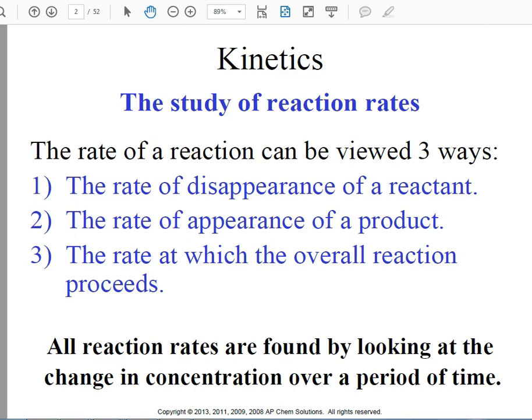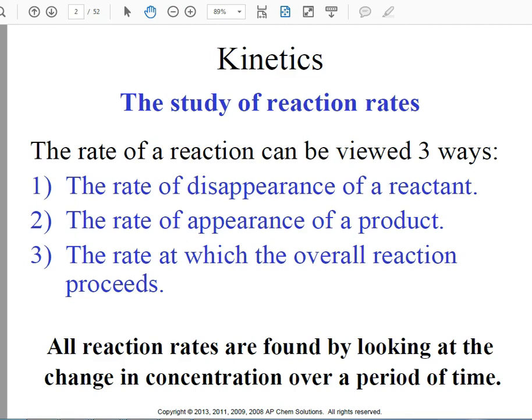The rate of a reaction can be viewed three ways, and it's kind of like, say a person is standing in the middle of the room and you walk around them, or a statue even, or a piece of art, and you view it from three different directions. You're viewing the same thing, but we're just talking about it in three different ways. So when we talk about these three different rates, they are speaking of the same thing, but just in different terms.